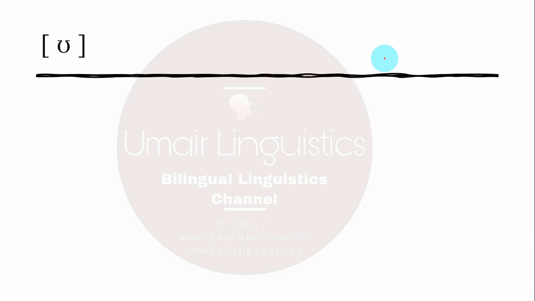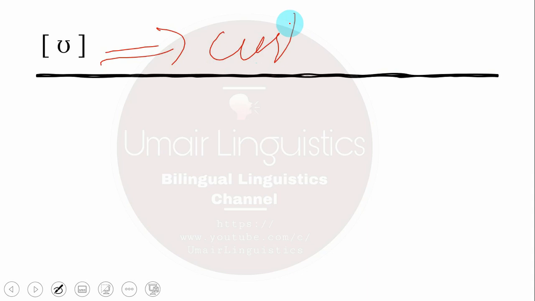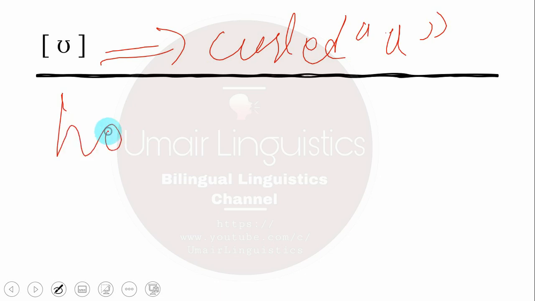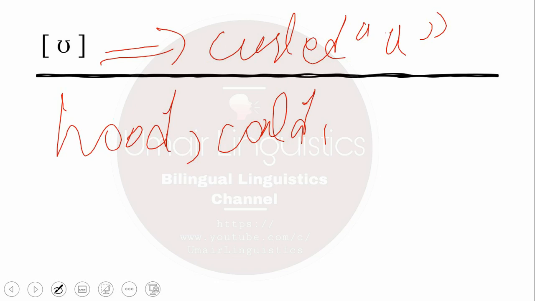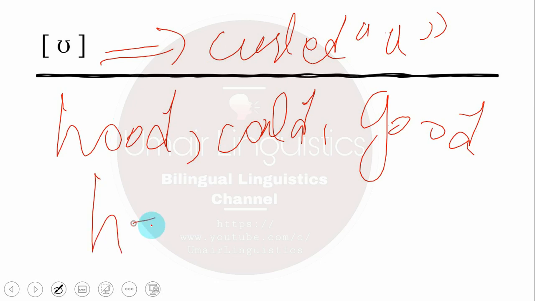Then we have the next symbol for the sound U, which is usually known as curled U. It is the name for this symbol, and it is what we usually find in words like hood, could, should, and many other words like good. So this symbol is used in such types of words. And this vowel is used in both American and British English, and we can observe it even in other accents as well.